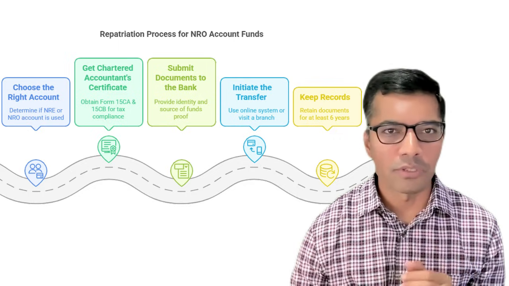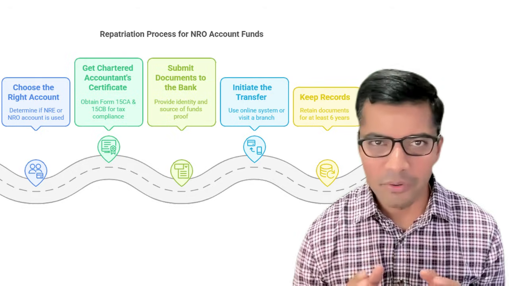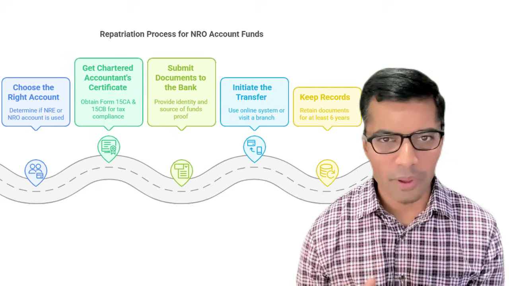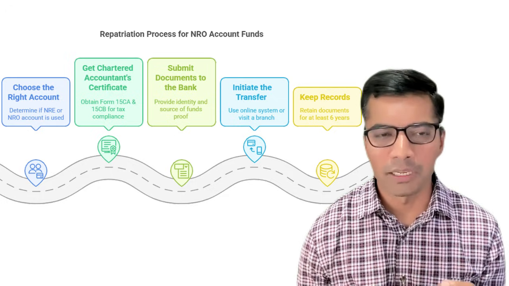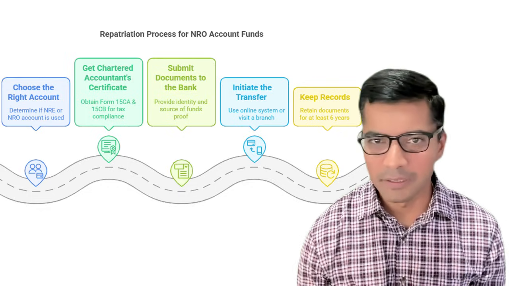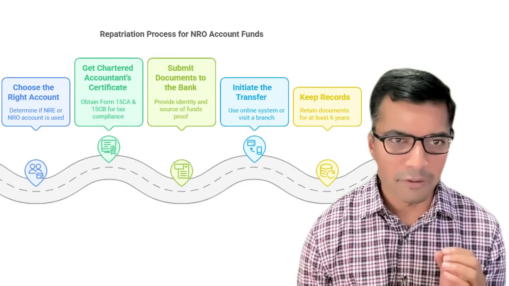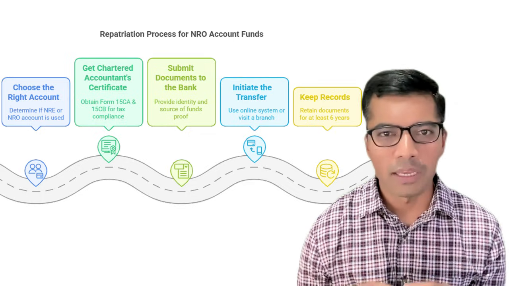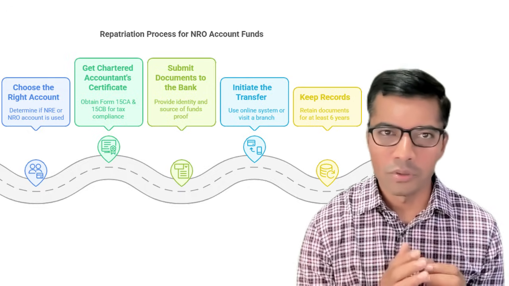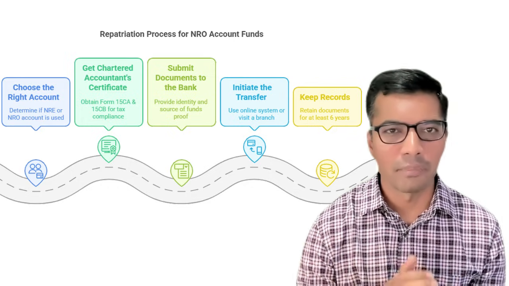Now, let's go through this process in detail. First, choose the right account. If you already have an NRE account, your transfer will be simple. But if your funds are in an NRO account, you need extra documentation. Second, get a chartered accountant's certificate, Form 15CA and 15CB. If you're repatriating money from an NRO account, this form confirms that taxes have been deducted as per Indian law. So it clarifies that the taxes have been paid and it has the clearance for repatriating the money.